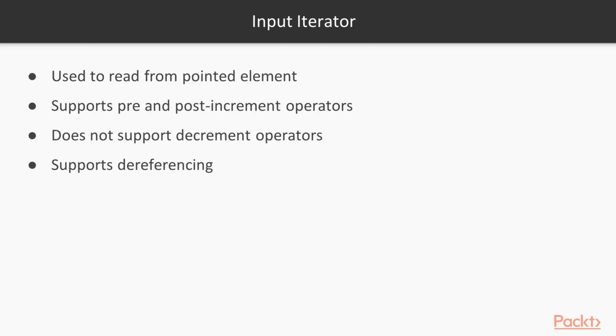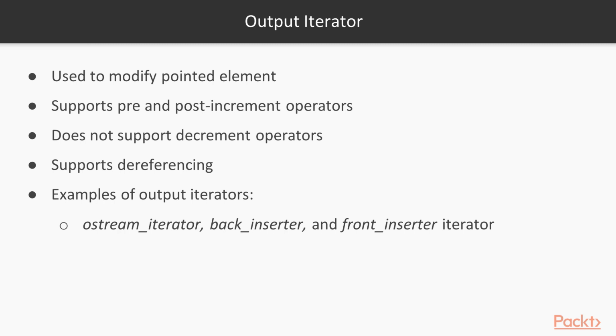First, we will learn about input iterator. It is used to read from the pointed element. It supports pre- and post-increment operators. It does not support decrement operators. It supports dereferencing. Next, we will move on to output iterator. It is used to modify the pointed element. It supports pre- and post-increment operators. It does not support decrement operators. It supports dereferencing. The ostream iterator, back inserter, front inserter iterators are examples of output iterators.